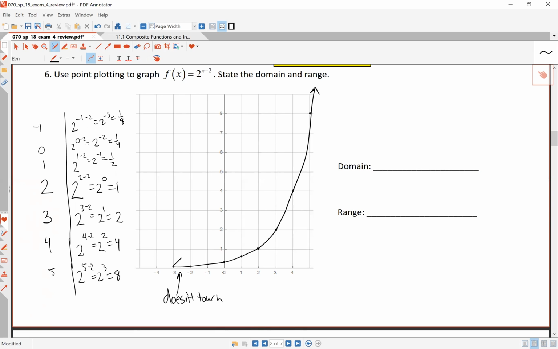As you see, we can plug in any number for x and get a y value, and that's what says the domain is all real numbers. Or you can write it in interval notation, negative infinity to positive infinity. The range, this graph does not touch the x-axis, so the y values have to always be greater than 0. Or you can write that in interval notation, 0 to positive infinity. And we don't typically put the positive on there.